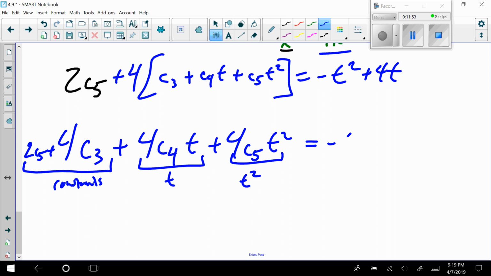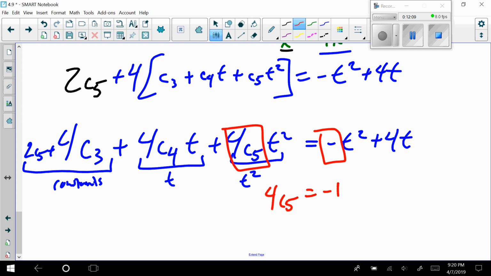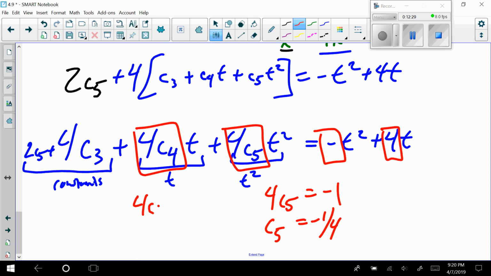Well, over here, I'm just playing matchup, right? I'm just matching these things up. Oh, t squared, right? This t squared, this 4c sub 5 should be equaling what's here with the t squared. So I know 4c sub 5 equals negative 1. Which gives me c sub 5 is equal to negative 1/4. I know that this 4t, right? This 4 with the t is supposed to be this over here. Well, that gives me 4c sub 4 equals 4. Well, that means c4 is 1.